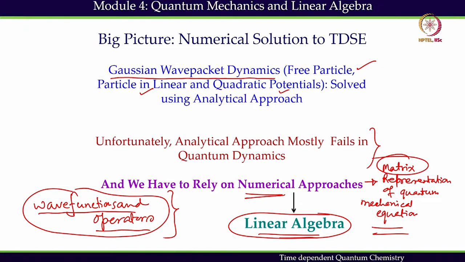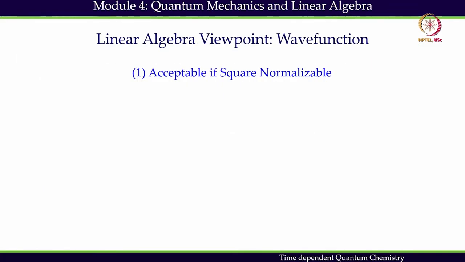And in the end, after briefly reviewing matrix algebra, we will present methods to obtain eigenvalues and eigenfunctions of a quantum system, making use of grid representation. We'll show that also. What does grid representation mean? In the end, the discussion in this module will lead us to the place where we'll be able to get the numerical solution to the TDSE. So, let us begin with the general properties of the wave function from the linear algebra viewpoint.